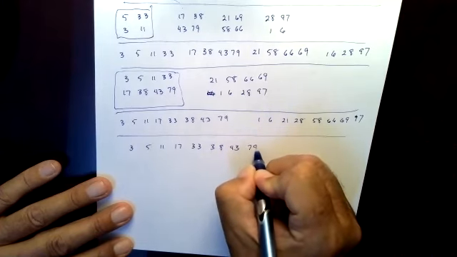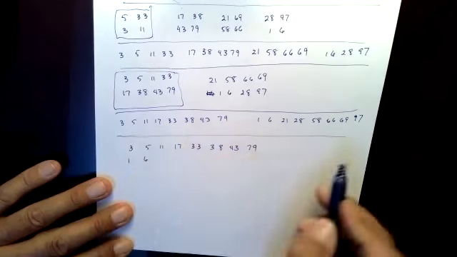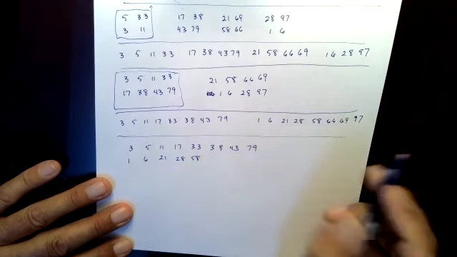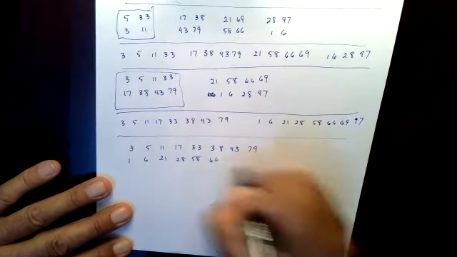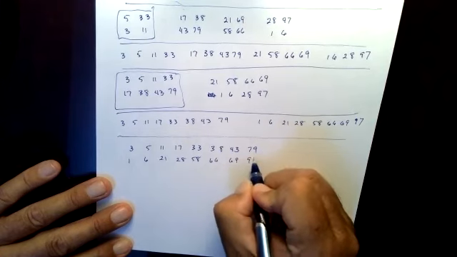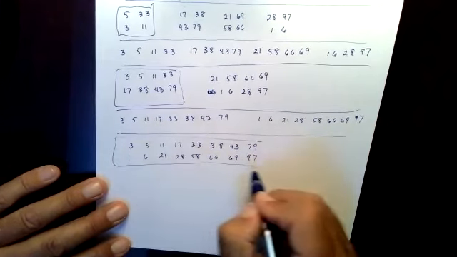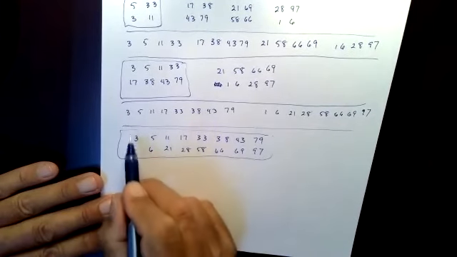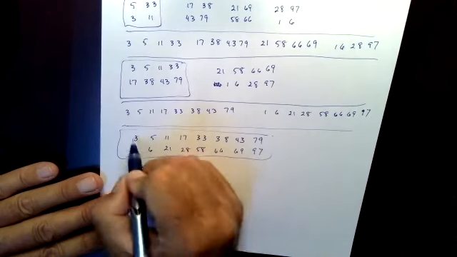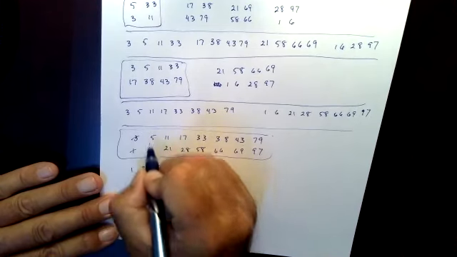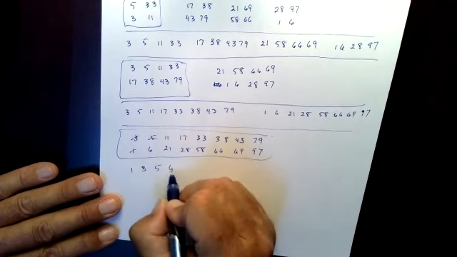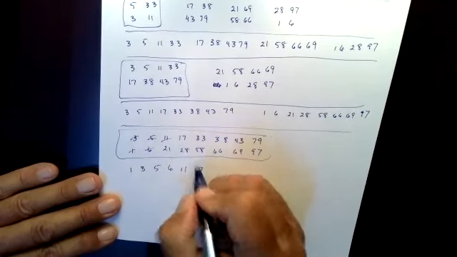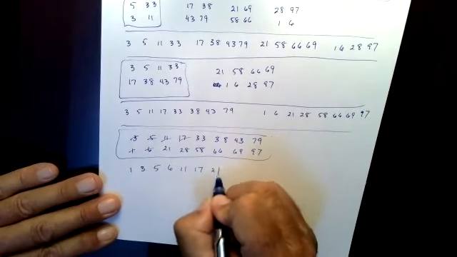Okay, gotcha. So let me demonstrate that again. 1, 6, 21, 28, 58, 66, 69, and 97. So now I'm doing groups of 8, and I'm using that concept of merging. I start at the beginning. 1's the smallest. I compare 3 and 6. 3 is smaller. I compare 5 and 6. 5 is smaller. 6 and 11. 6 is smaller. 11 and 21. 17 and 21. 21 and 33.